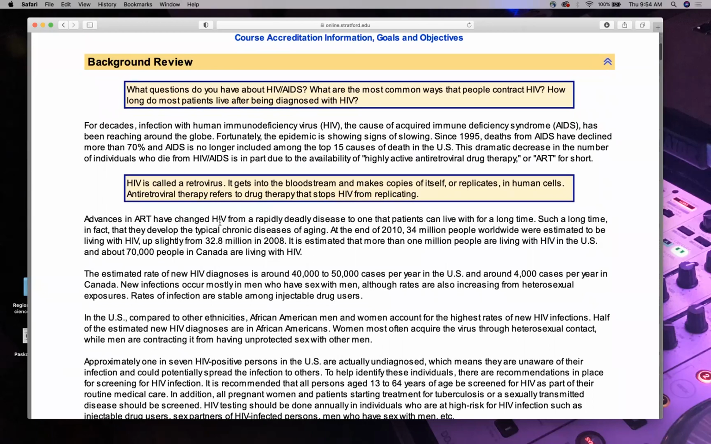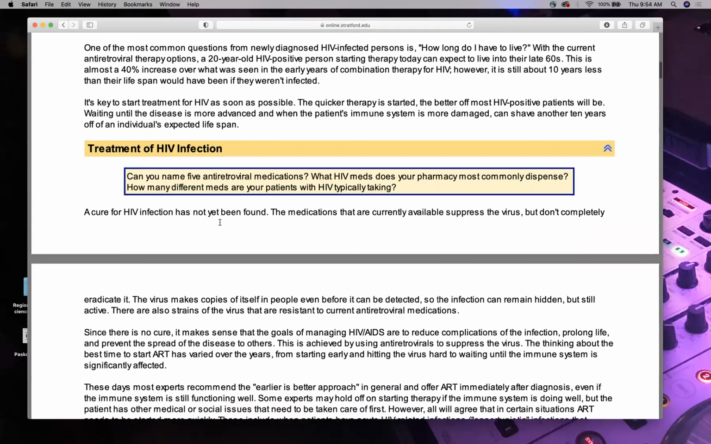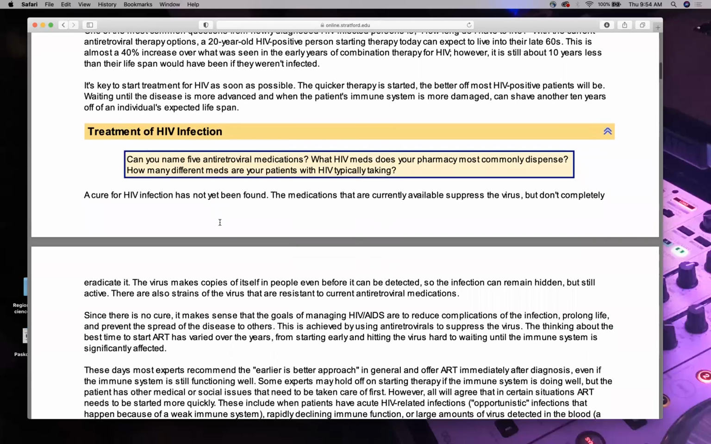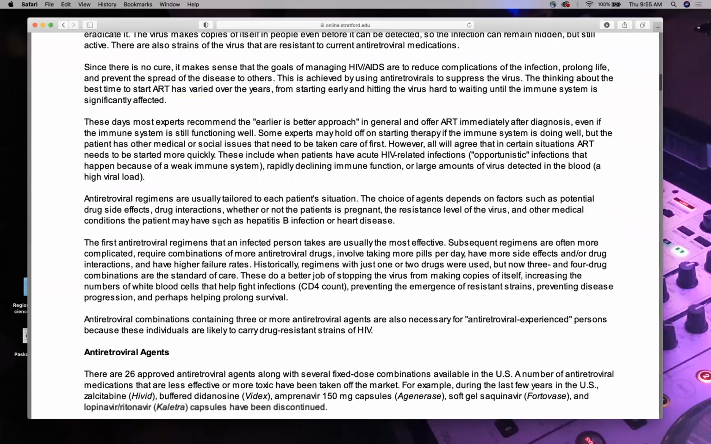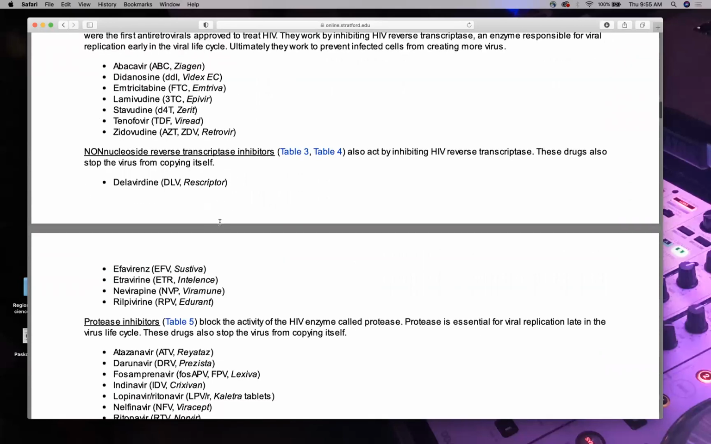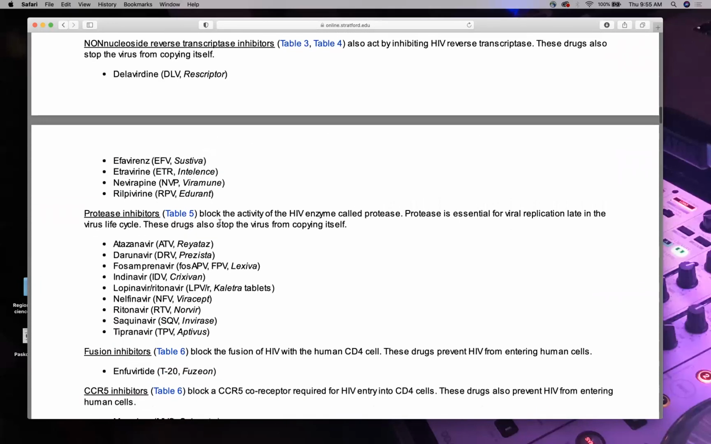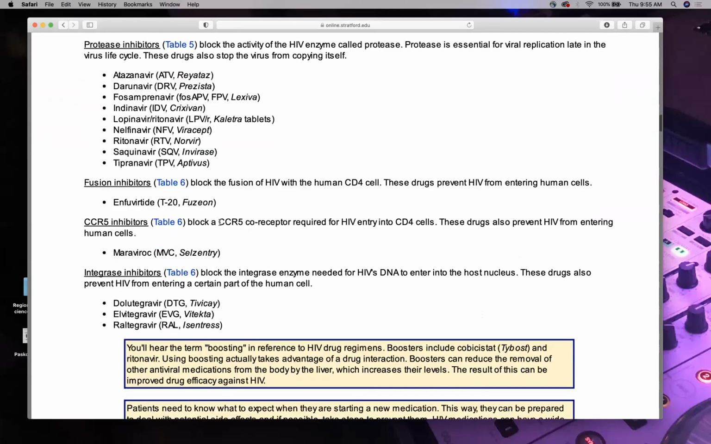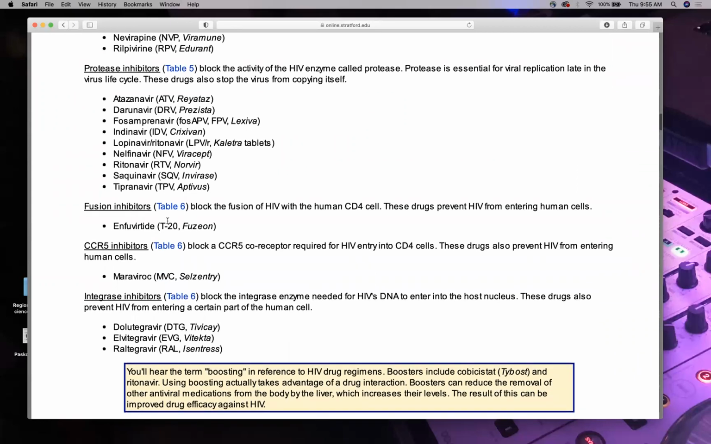We already went through that. It's the same thing, not much. Here's what's new: fusion inhibitors, CCR5, and integrase inhibitors. But if you see, it's the same thing, isn't it? It blocks the fusion of HIV to the CD4 cell, right?